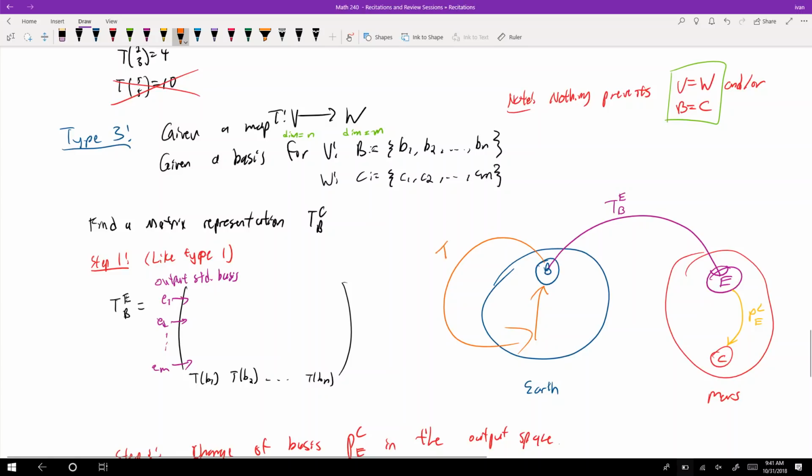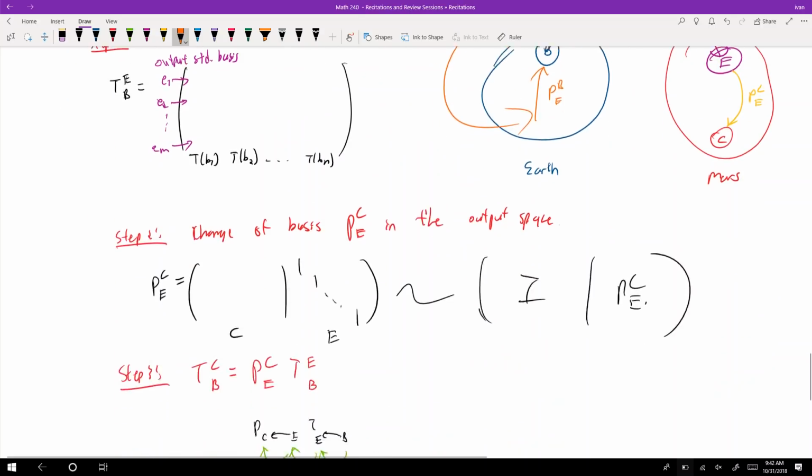So this would be like TBB, right? No, this would be TBE, and then you need to find PEB to get back to where you originally were. Right. So I think this is the problem on the practice exam, where you get sent to yourself. Okay. Any questions? Let me go back down here.